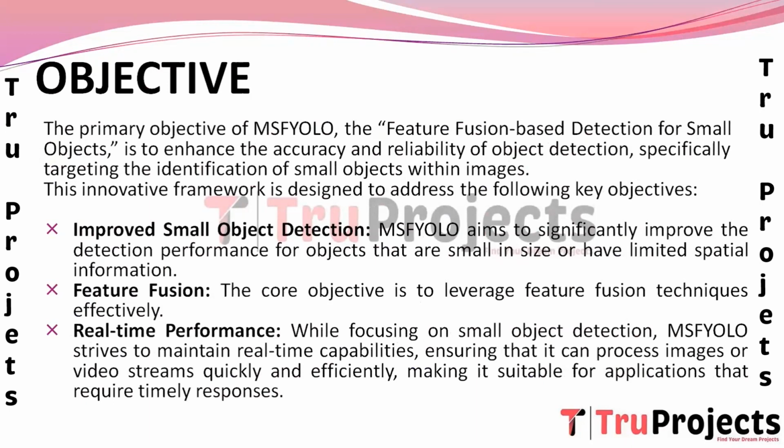First, here we have improved small object detection. MSFYOLO aims to significantly improve the detection performance for objects that are small in size or have limited spatial information. Second, we have feature fusion. The core objective is to leverage feature fusion techniques effectively. And third one is the real-time performance. While focusing on small object detection, MSFYOLO strives to maintain real-time capabilities, ensuring that it can process images or video streams quickly and efficiently, making it suitable for applications that require timely responses.